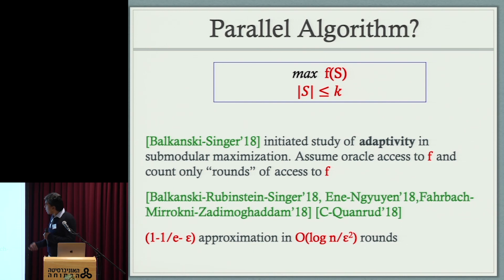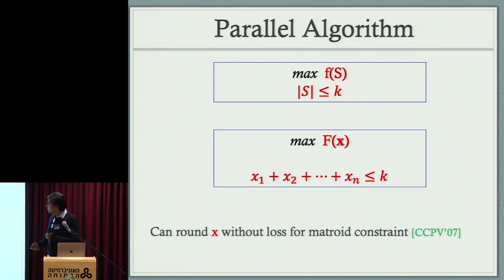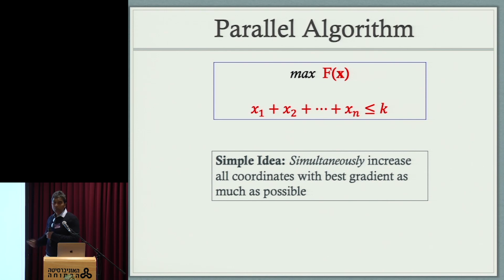So instead of solving that, I'm going to try to solve this now. Remember, I want to maybe solve this problem, but I'm going to try to solve this problem instead. And we know that if you can solve this, you can get the same approximation because this is a simple cardinality constraint. There's no loss in going from here to here. Let's ignore that issue. Can we solve this fast in parallel? The only thing we gain here is that it's a continuous optimization problem, so it has some nice advantages. So how do we solve this in parallel?